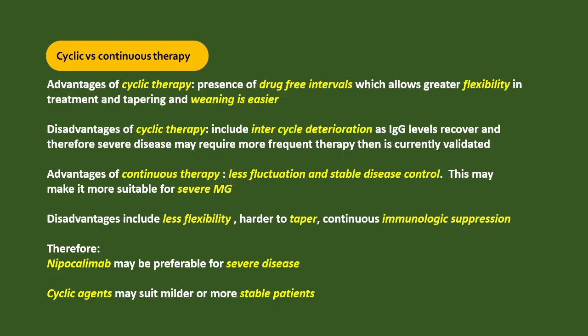This may make it more suitable for severe MG. Disadvantages include less flexibility, harder to taper, and continuous immunologic suppression. Therefore, Nipocalimab may be preferable for severe disease, while cyclic agents may suit milder or more stable patients.